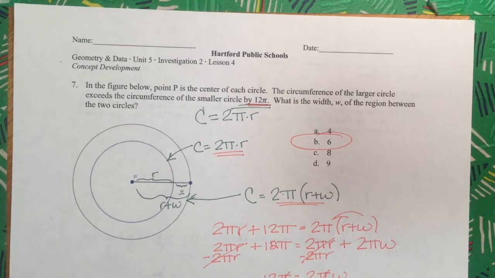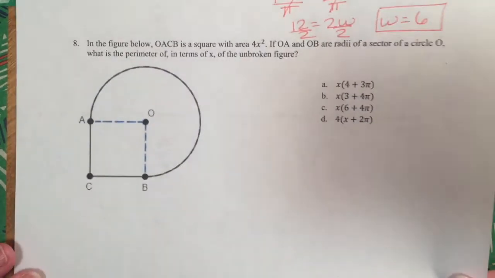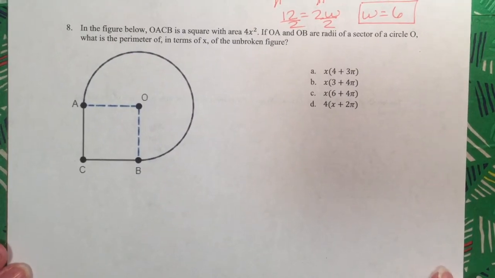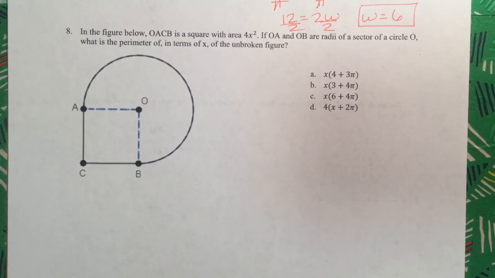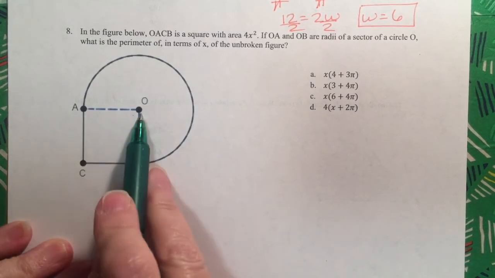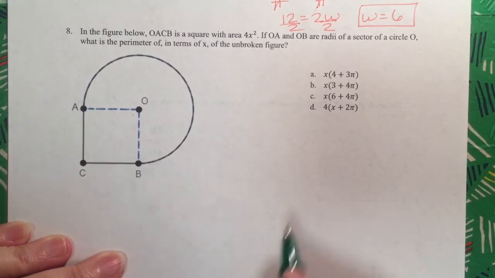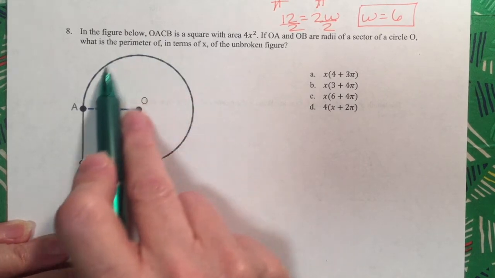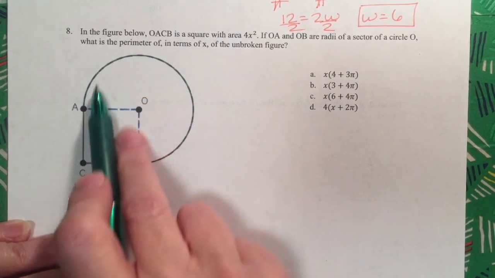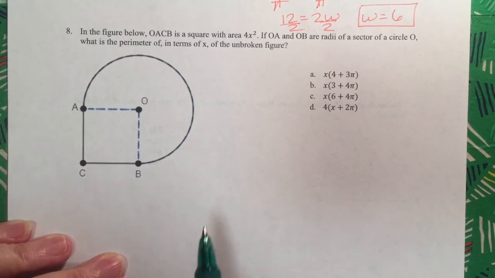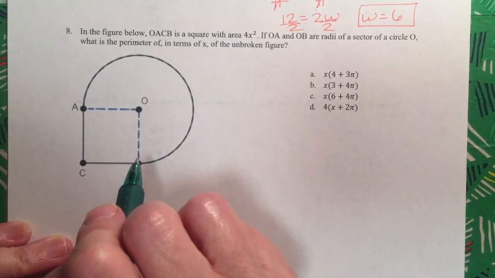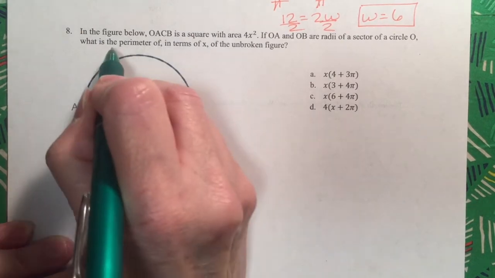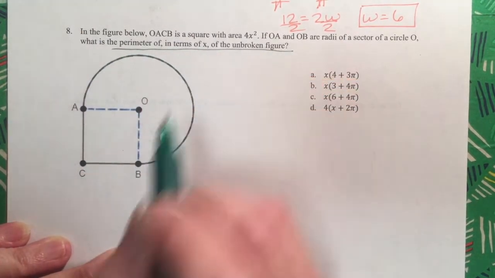The W was 6. Okay, let's look at the second problem, number 8, on the bottom of page 82. This one is a little more fancy, a little more complicated, because we're cutting a wedge out of that circle. So this is a situation where we do have a major arc that goes around more than half of the circle, and eventually we need to figure out the perimeter of the whole unbroken circle.